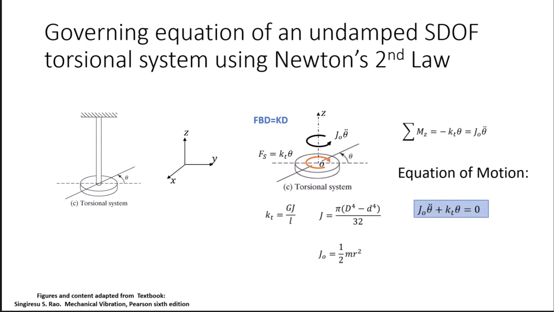If we add moments in the vertical direction, we have the moment of the spring, which is the torsional constant of the spring times angular displacement, equals the mass moment of inertia times the angular acceleration. We put all terms on one side of the equation. We always get all positive components. This equation has the same form as the previous example.